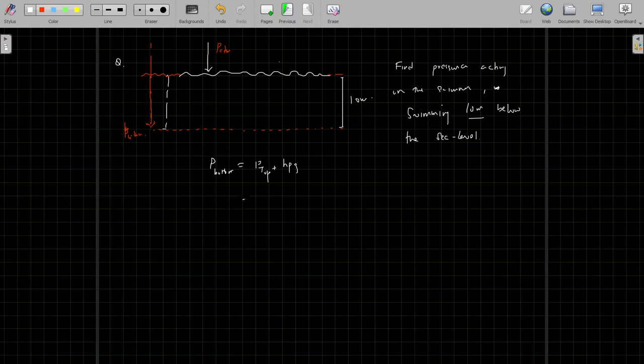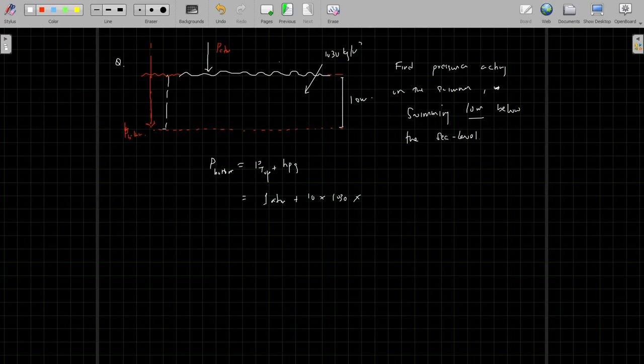So pressure at the top is what? 1 atm plus H. H is how much? 10. And what is this liquid? It is sea water, rho is 1030 kg per meter cube. I gave you that, that's why I gave you the density chart in the beginning.